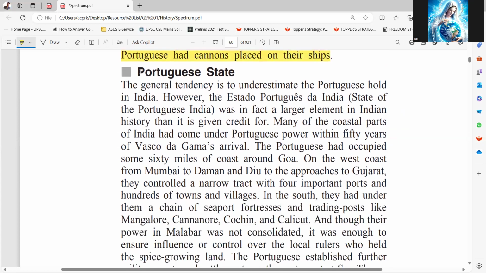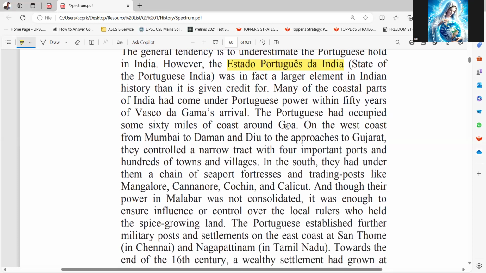Portuguese state. The general tendency is to underestimate the Portuguese hold in India. However, the Estado da India Portuguesa, the state of Portuguese India, was in fact a larger element in Indian history than it is given credit for. Many of the coastal parts of India had come under Portuguese power within 50 years of Vasco da Gama's arrival. The Portuguese had occupied some 60 miles of coast around Goa.